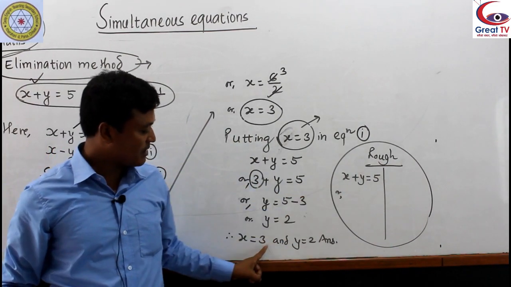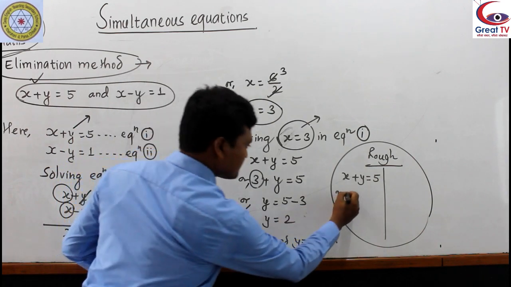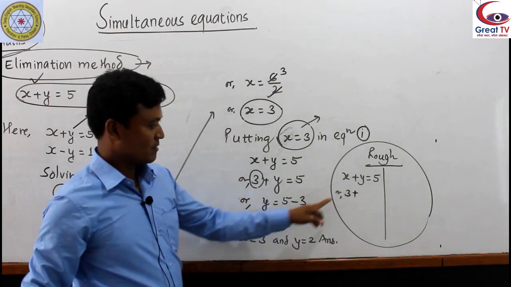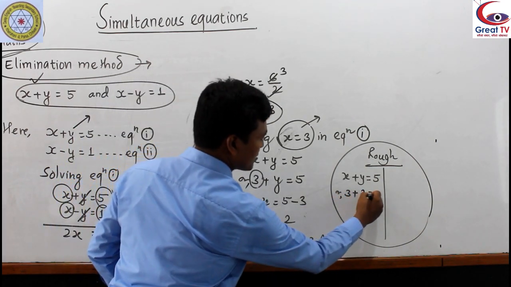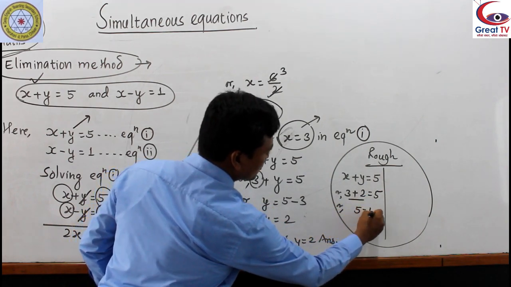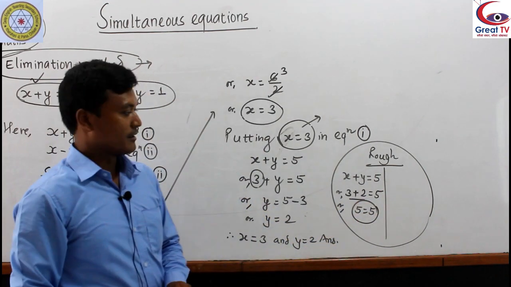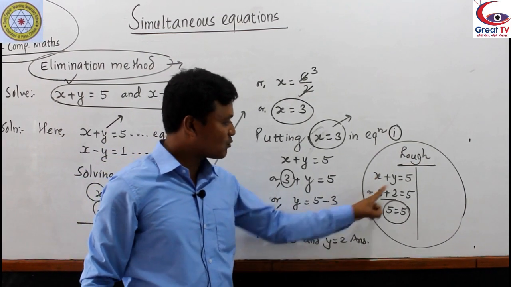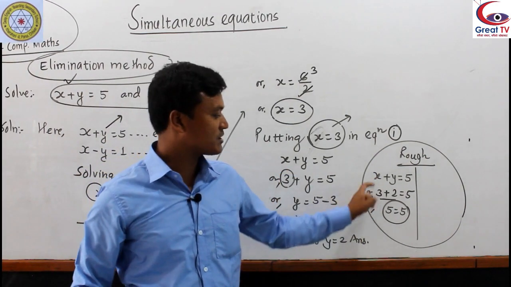What is the value of x over here? We have calculated x = 3, plus y value 2 equals to 5. Solve it. 3 plus 2 equals to 5. The values of x and y satisfied equation first.